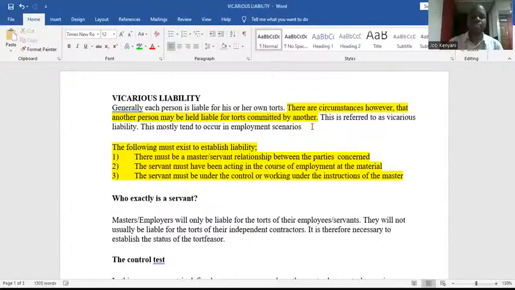So the following key elements must exist: a master-servant relationship. The servant must have been acting in the course of employment. The servant must be under the control or working under the instructions of the master. So long as they did this wrong while they were under the control or instructions of the master, then the master is the one who is going to be held vicariously liable. So I think that is what we mean by vicarious liability.